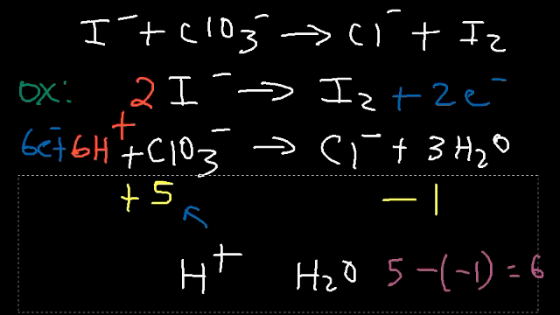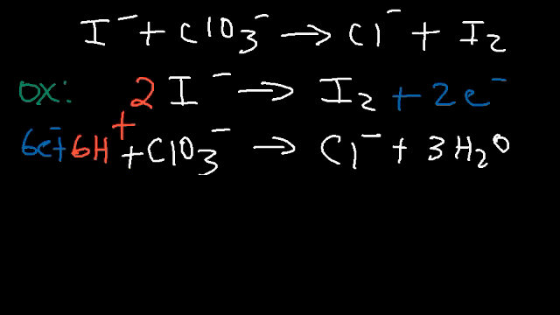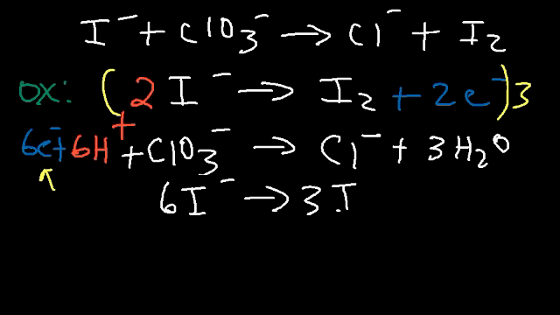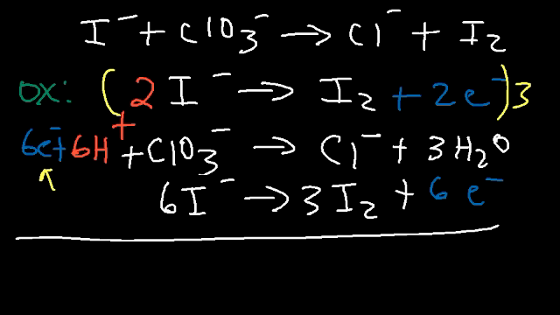Now we need to make sure that the number of electrons is the same on both sides. We have 6 electrons in the second reaction and 2 on the right. So we need to multiply the first half reaction by 3 so that the number of electrons will be equal. So it's going to be 6I minus yielding 3I2 plus 6 electrons. Now we can add these two half reactions, so the number of electrons will cancel.